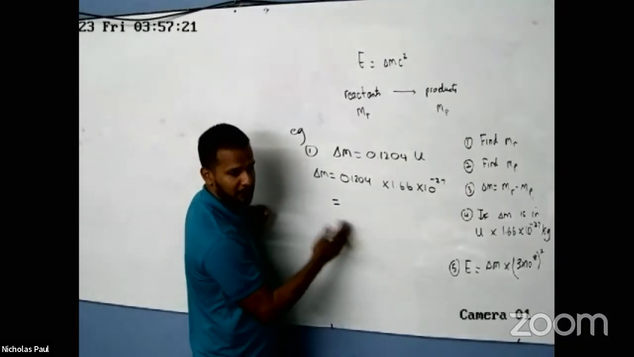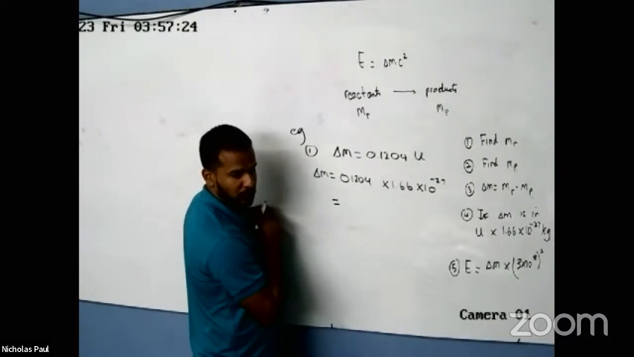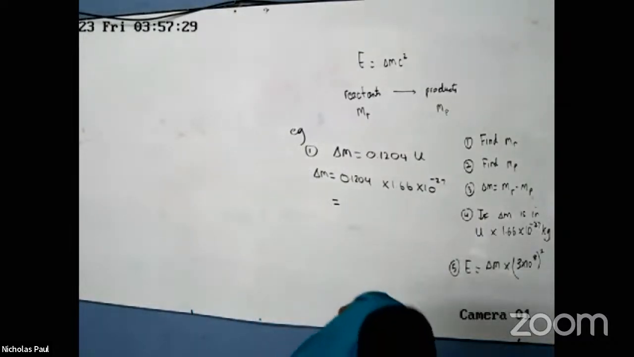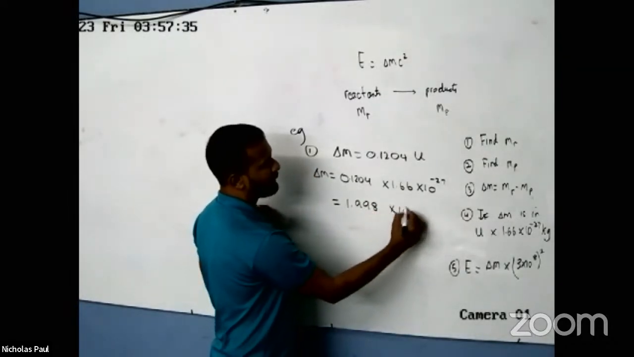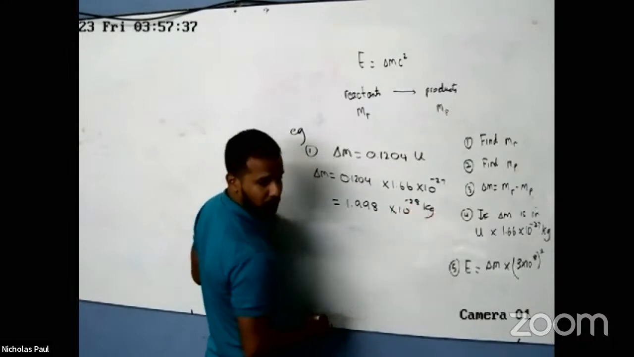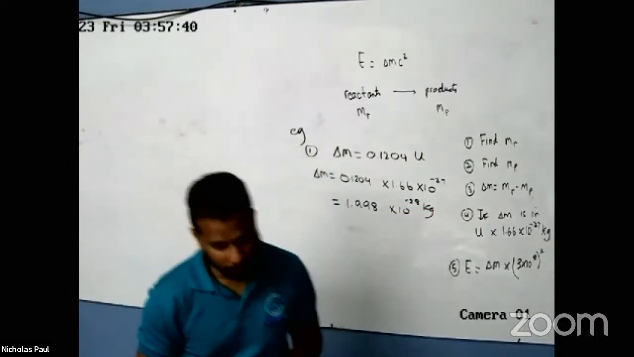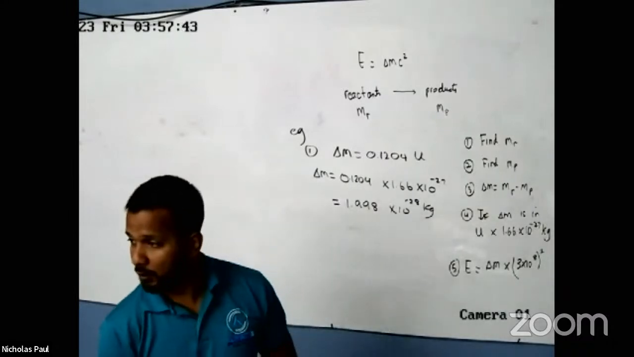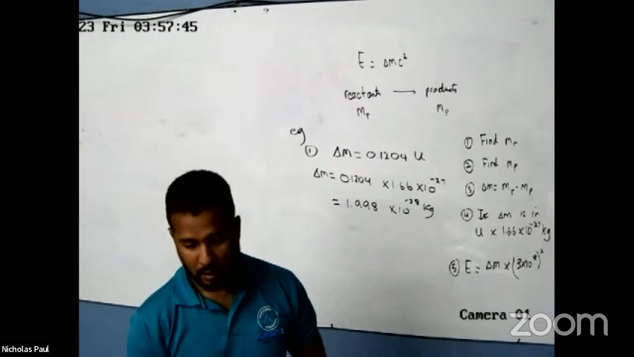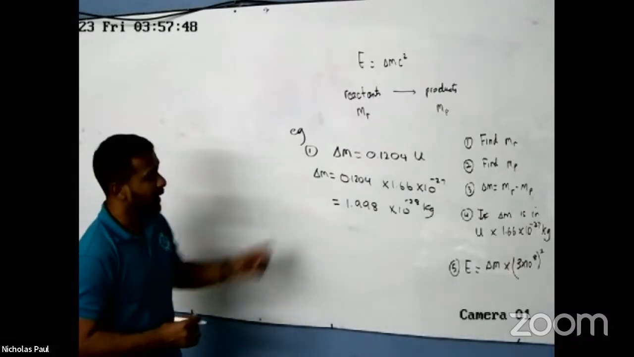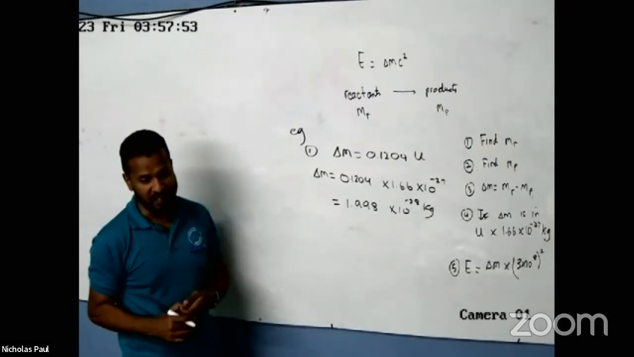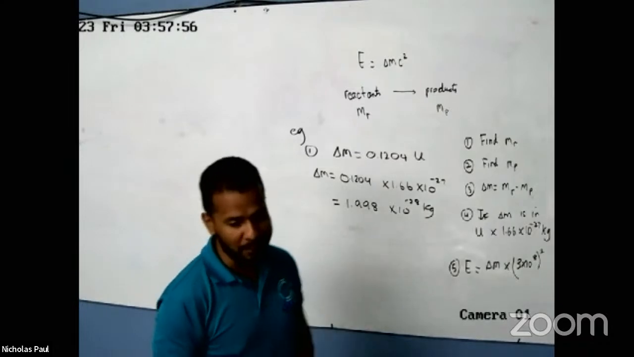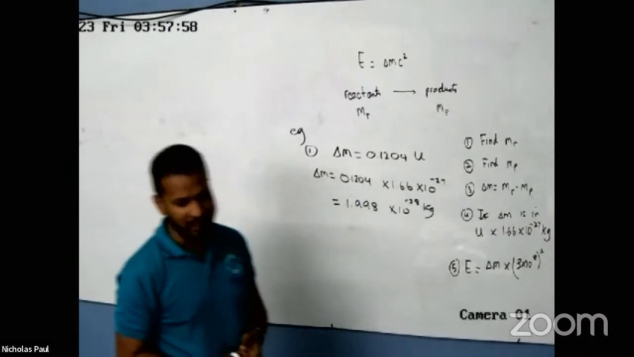How much you get? Tell me what you got. Shannon got 1.998 by 10 to the minus 28. Right. So that's step one. We have the change in mass in kilograms. Everybody got that? Nice one.